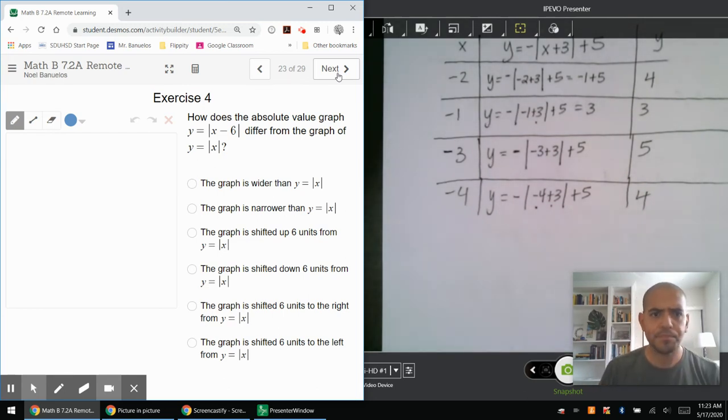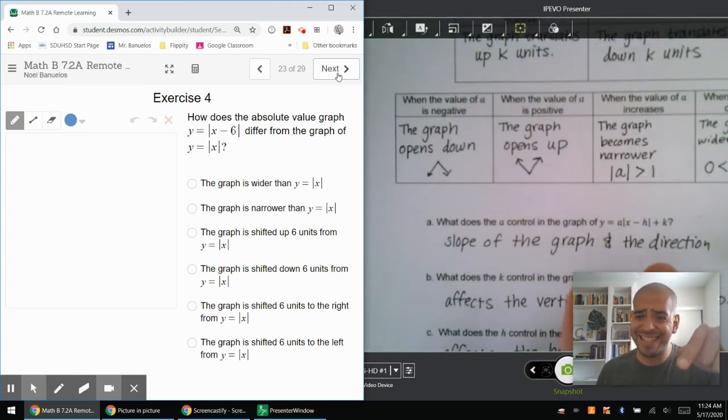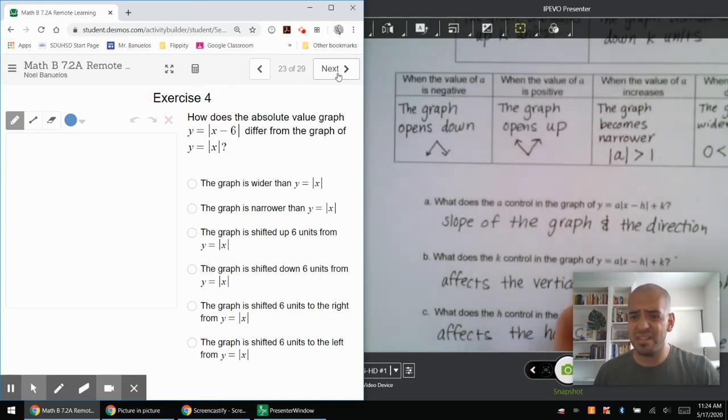Okay, so I want to compare. How does the absolute value graph y equals absolute value of x minus 6 differ from the original? Now, here's the thing. Whenever you see these types of questions, you got to ask yourself, did I change the a value? Did I change the h value? Did I change the k value? Okay, and this is going to help. So I did a -6. All right, so I'm changing the h value.